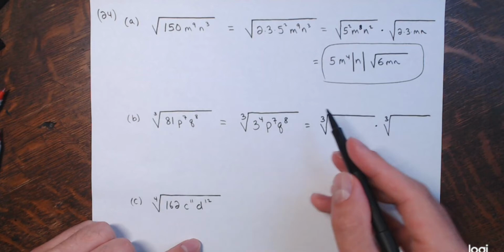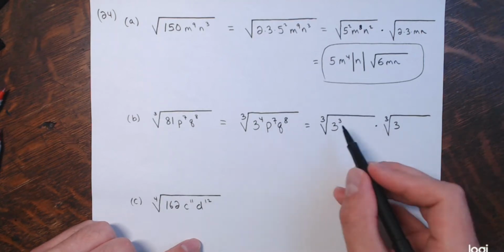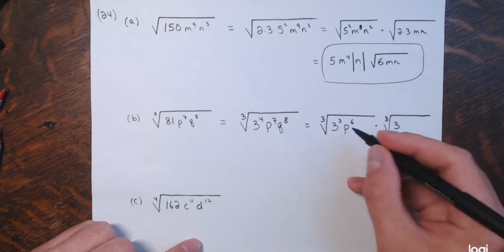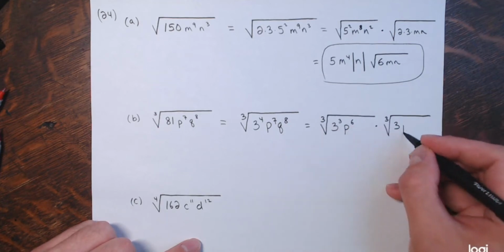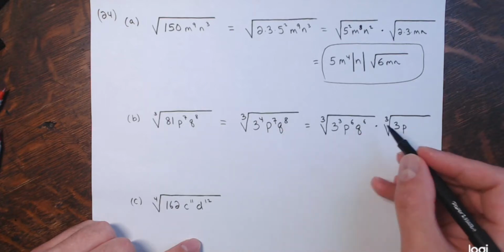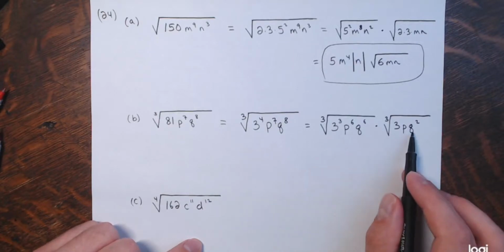3 to the 4th can be broken up to 3 to the 3rd times 3. P to the 7th broken up to p to the 6th, right? Perfect cube, that's p squared cubed times p. Q to the 8th would be q to the 6th times q squared. Right, so perfect cubes and non-cubes with powers less than 3.